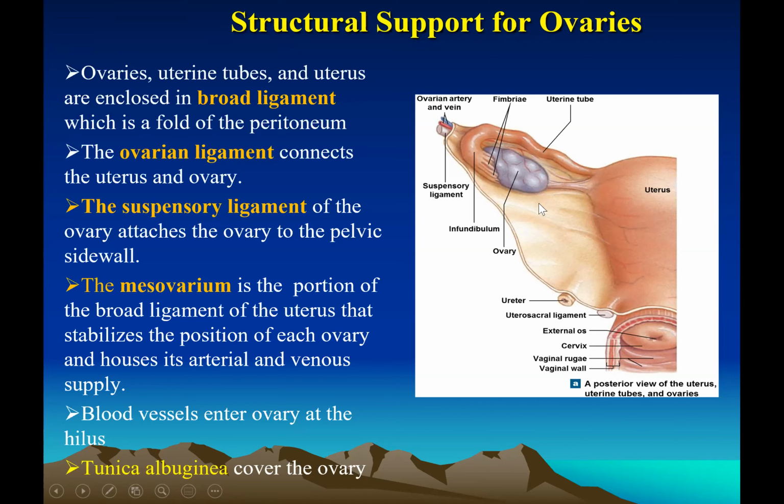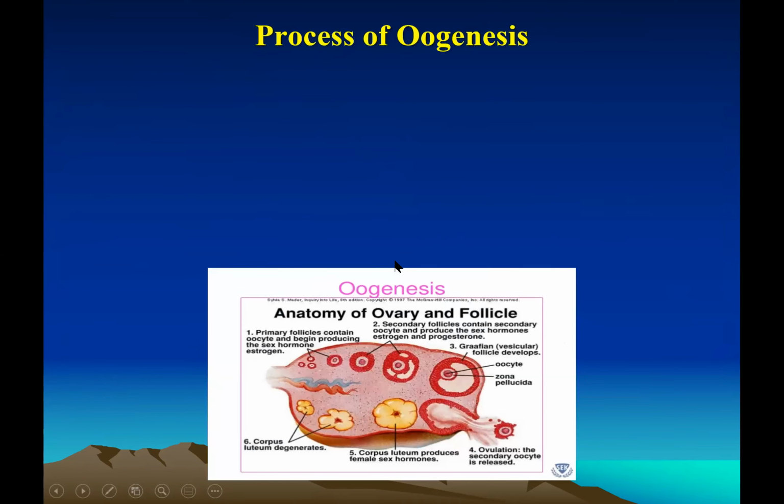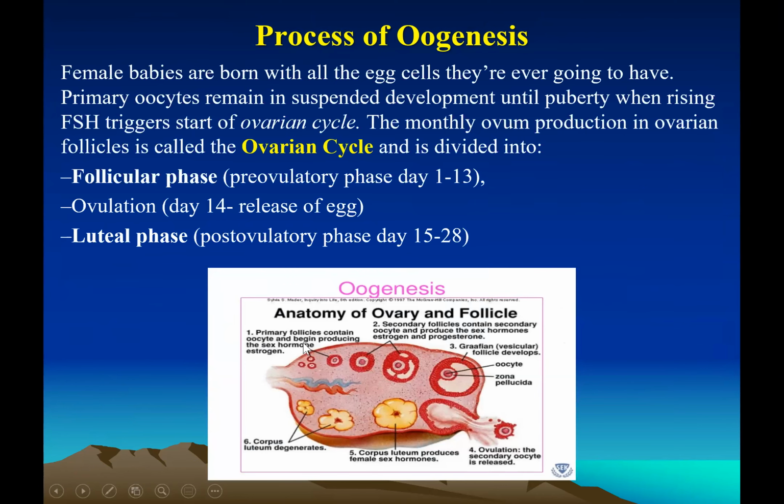So just like the testes, the ovaries are also highly nourished by blood vessels. And then there's the tunica albuginea, just like we saw in the testes. So ligaments are keeping the ovaries in place. So how is the egg made in the ovaries? This is the structure of the ovaries. A female baby is born with all the eggs that she'll ever have in her life. And then when she hits puberty, on the release of certain hormones, she will start her menstrual cycles.